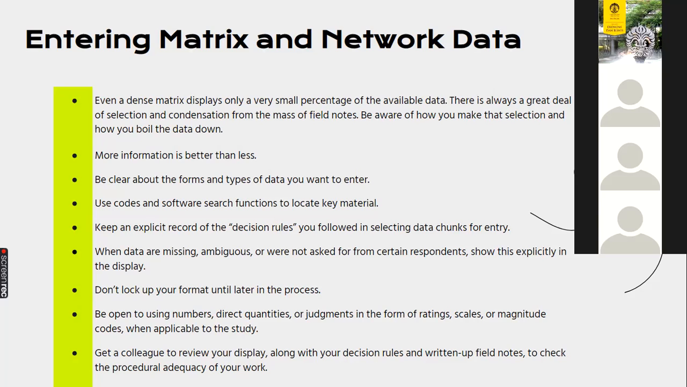And you shouldn't lock up your format until later in the process, because you will need to keep revising it as needed. We should also be open to using numbers, direct quantities, or judgments in the form of ratings, scales, or magnitude codes when applicable to the study. And lastly, we can get a colleague to review our display along with our decision rules and run through the field notes to check the procedural adequacy of our work.